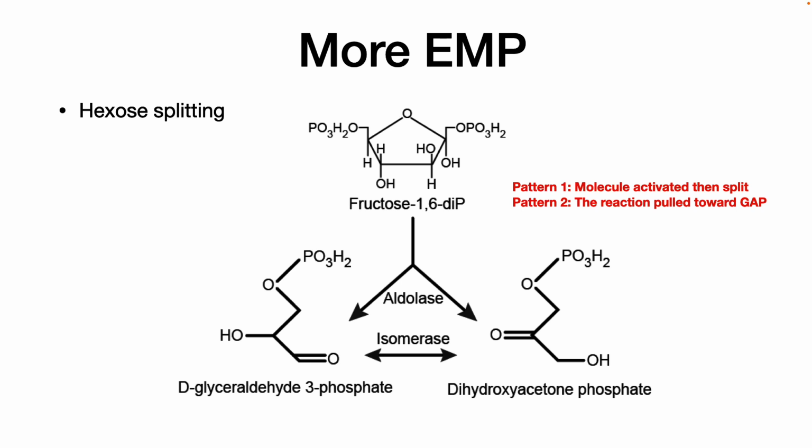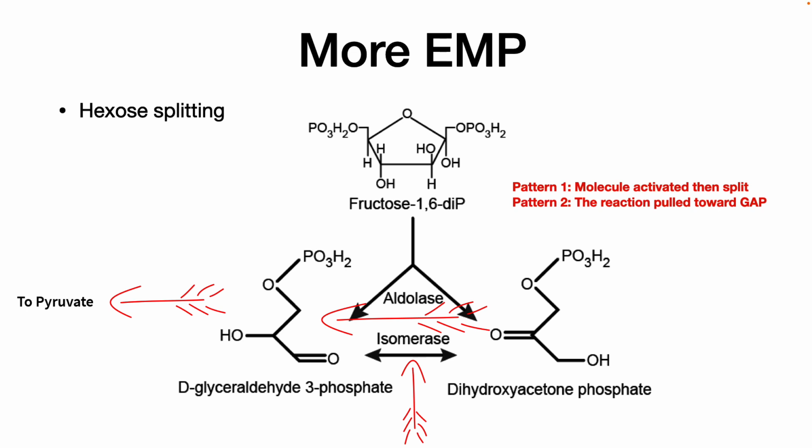After activation comes splitting of the 6-carbon molecule. Aldolase splits the activated fructose 1,6-diphosphate into glyceraldehyde 3-phosphate, which I will call GAP, and dihydroxyacetone phosphate. Activation and then splitting is a common pattern you will see in the catabolism of carbon compounds and others. GAP then proceeds down the pathway. Triose phosphate isomerase then converts dihydroxyacetone phosphate into GAP, so it can also be catabolized.